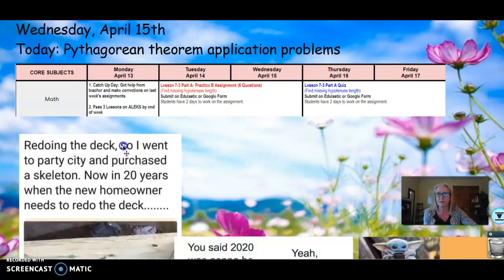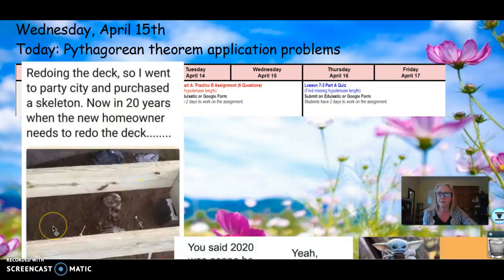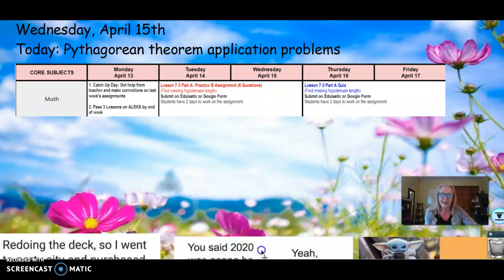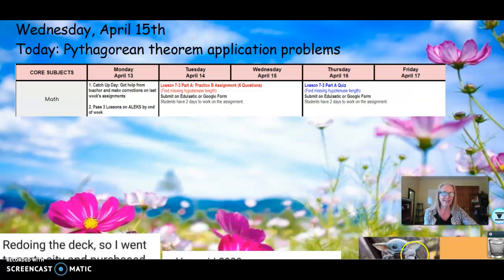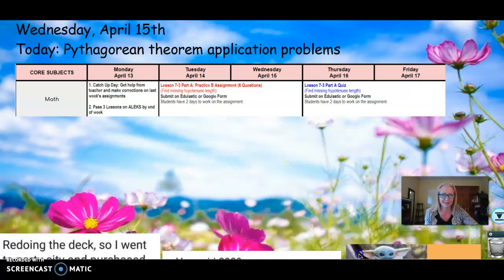I have a couple of Pinterest posts before we get started. I know you're not old enough to do this, but boy, when you get old enough, this is so funny. I'm redoing the deck, so I went to Party City and purchased a skeleton. Now in 20 years, when the new homeowner needs to redo the deck, I love that one. You said 2020 was going to be like a movie? Yeah, Home Alone. And I love Baby Yoda, so cute. Those that call it the coronavirus, those that call it COVID-19, and those that just call it the Rona. Thug life, that's cute. I love it.